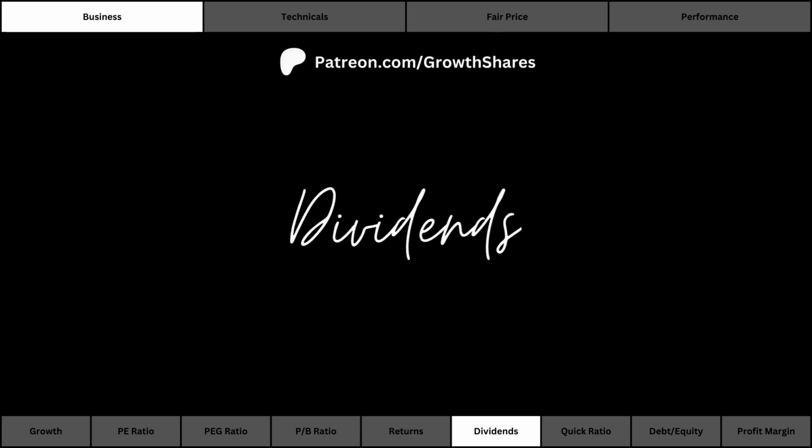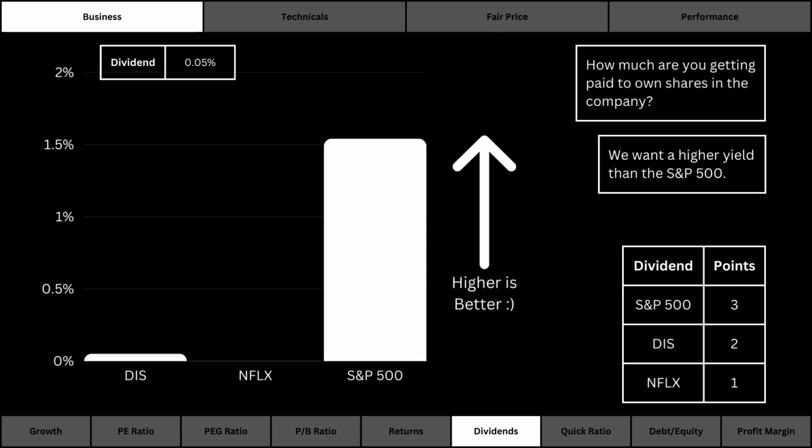Dividends. How much are you getting paid to own shares in the company? We're comparing the yields between its competitor and the S&P 500, where we prefer a higher yield.